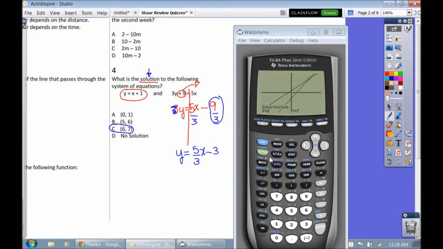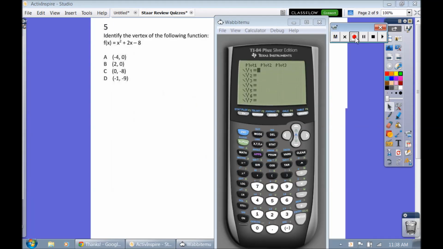Now, if you forget that, use the trace button. Get the trace cursor as close as you can, and you can see it's about 6 and about 7, and that's the answer choice that we ended up with. So trace will bail you out.